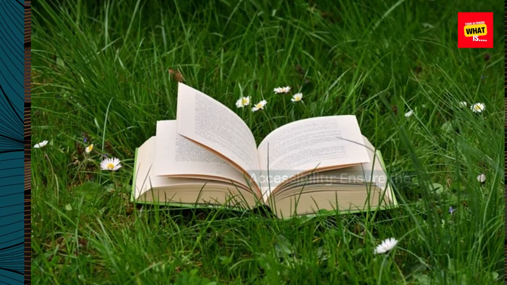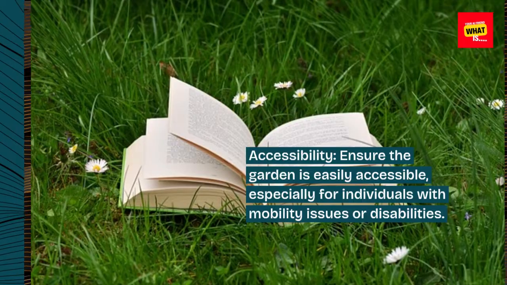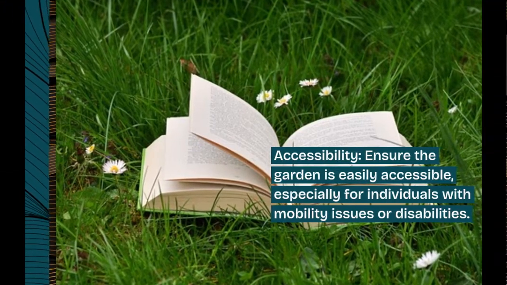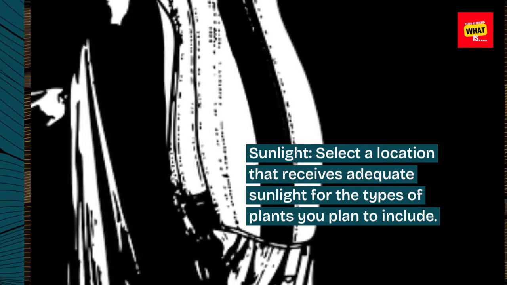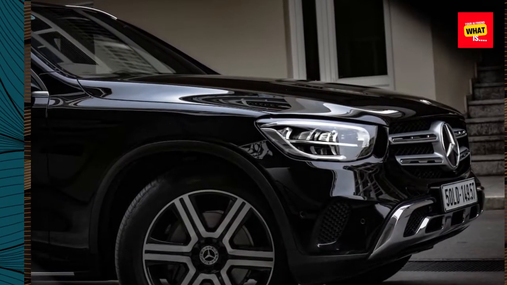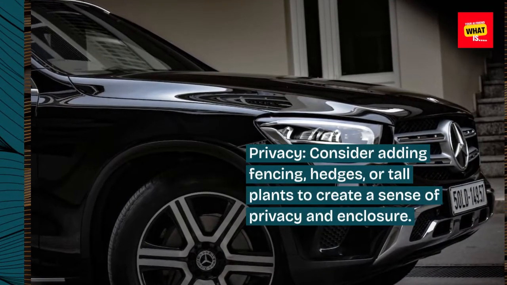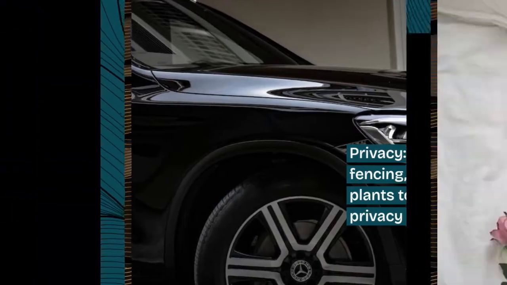1. Choosing the location. Accessibility. Ensure the garden is easily accessible, especially for individuals with mobility issues or disabilities. Sunlight. Select a location that receives adequate sunlight for the types of plants you plan to include. Privacy. Consider adding fencing, hedges, or tall plants to create a sense of privacy and enclosure.